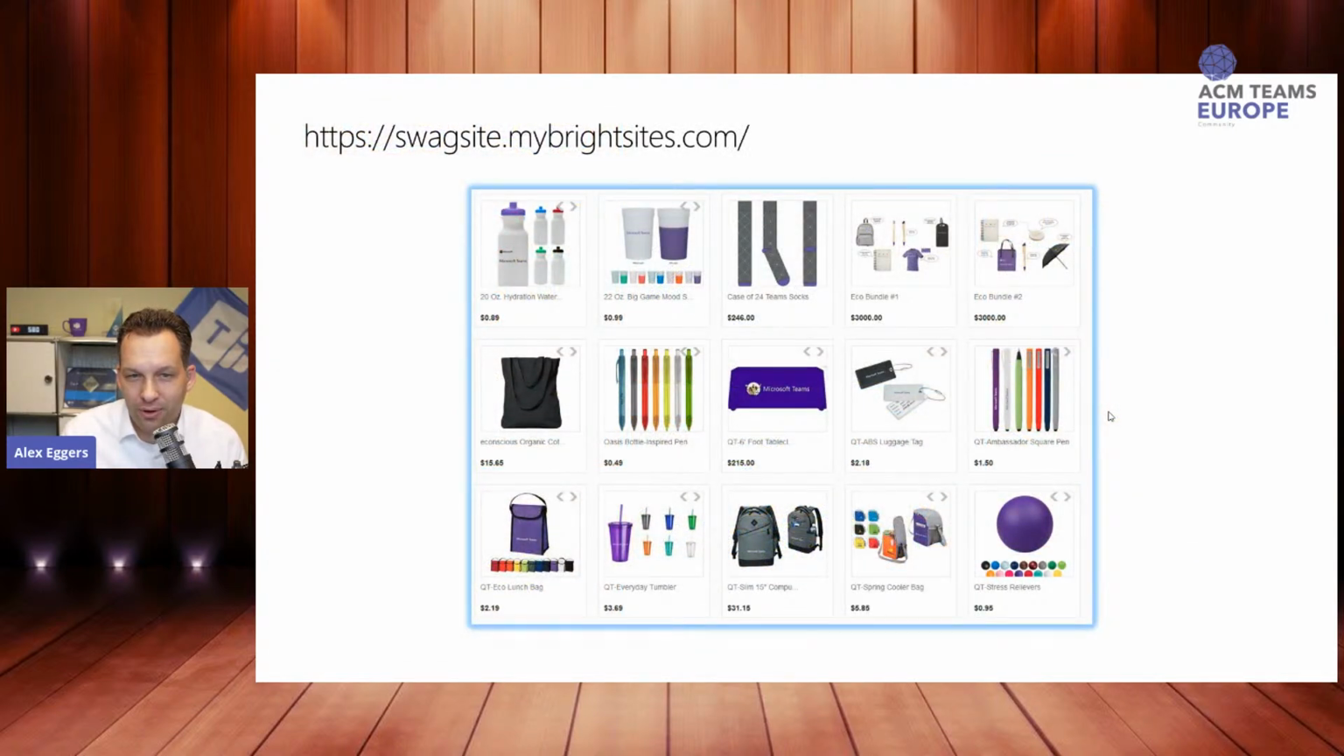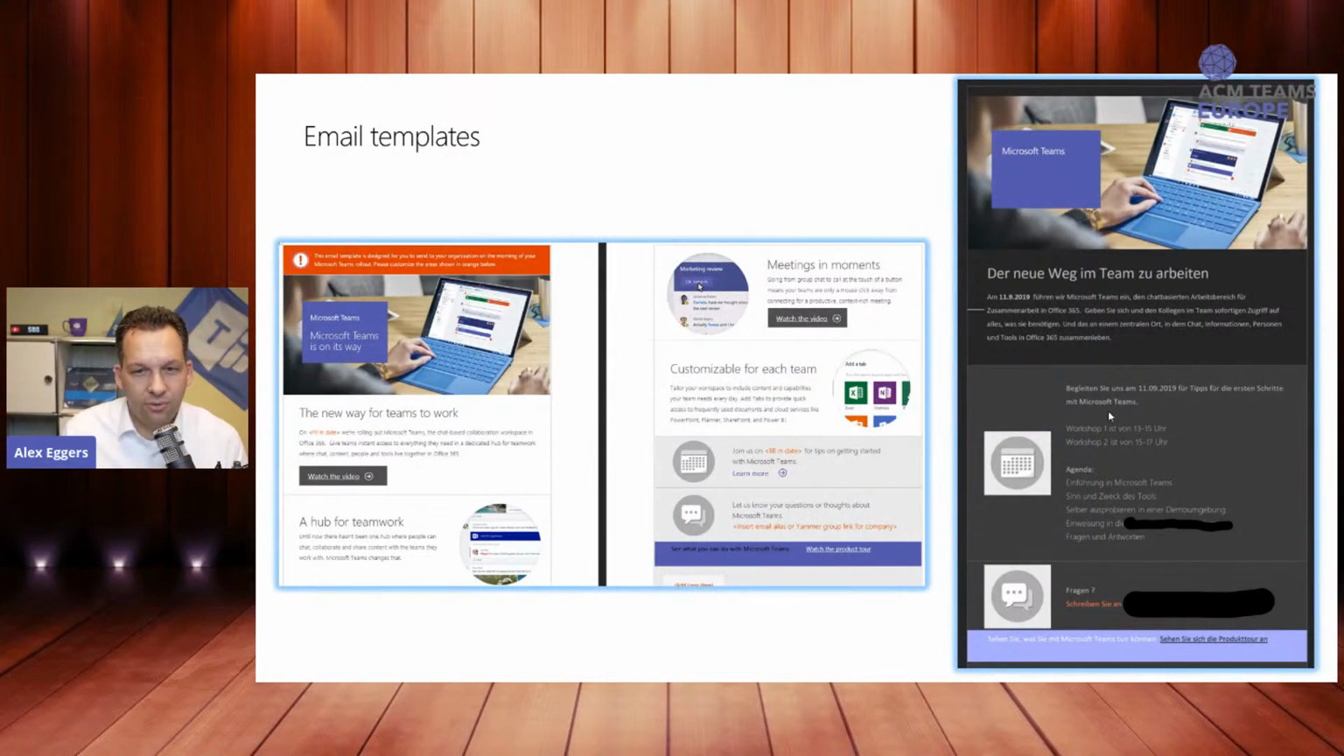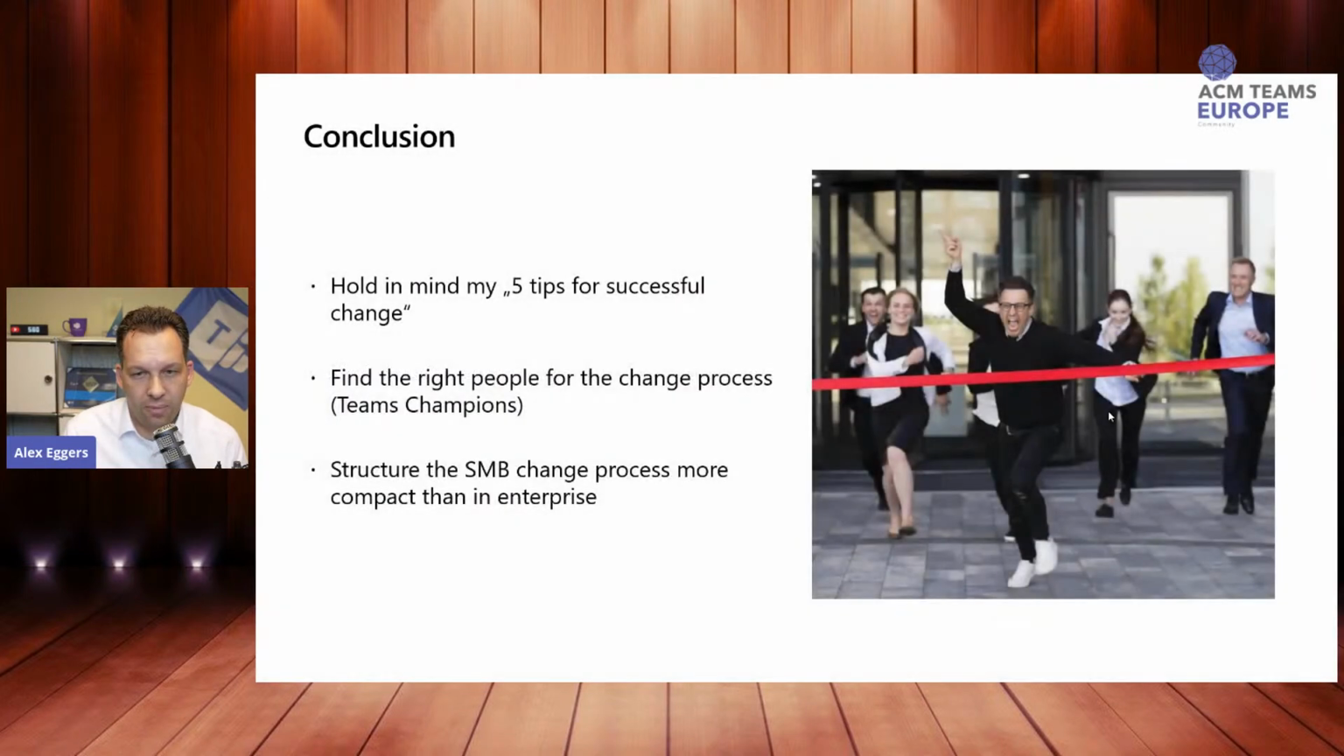Here's a little tip, because when you try to find the swag store for Microsoft Teams, you won't find it, I think. It's really hard to find. So this is the swag store site for Microsoft Teams. You can buy this stuff in America, and when you send them a UPS label, they will send it also to Europe. It's swagsite.mybrightsites.com. You get Teams socks there. That's really cool. Okay, also some email templates, of course, and posters and stickers and everything all around marketing.